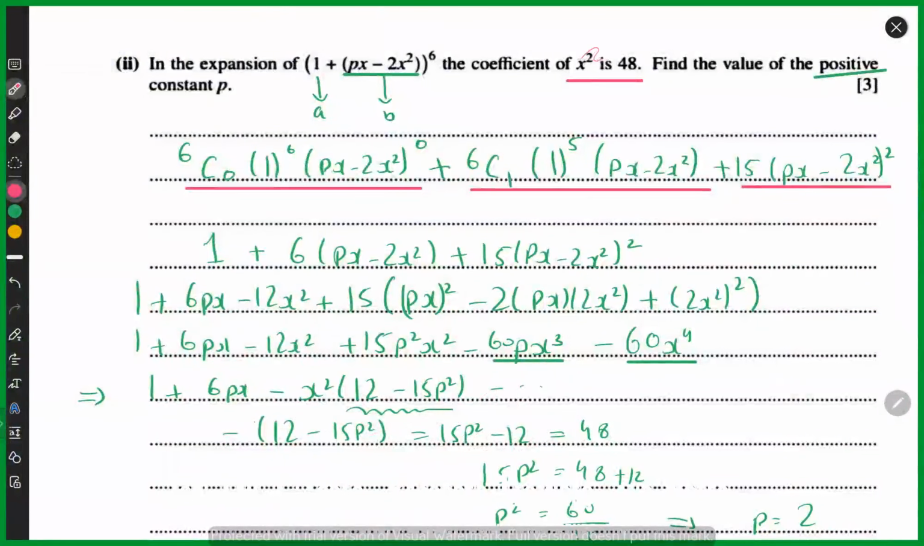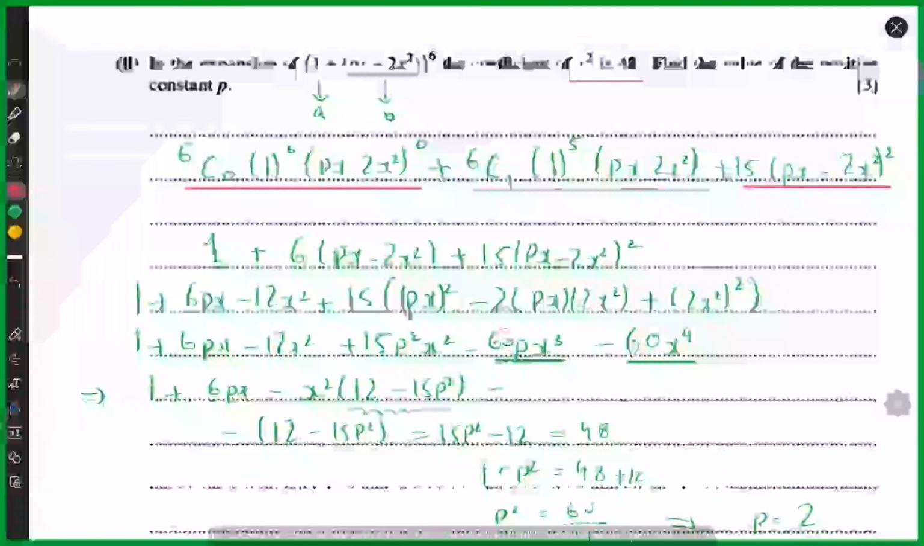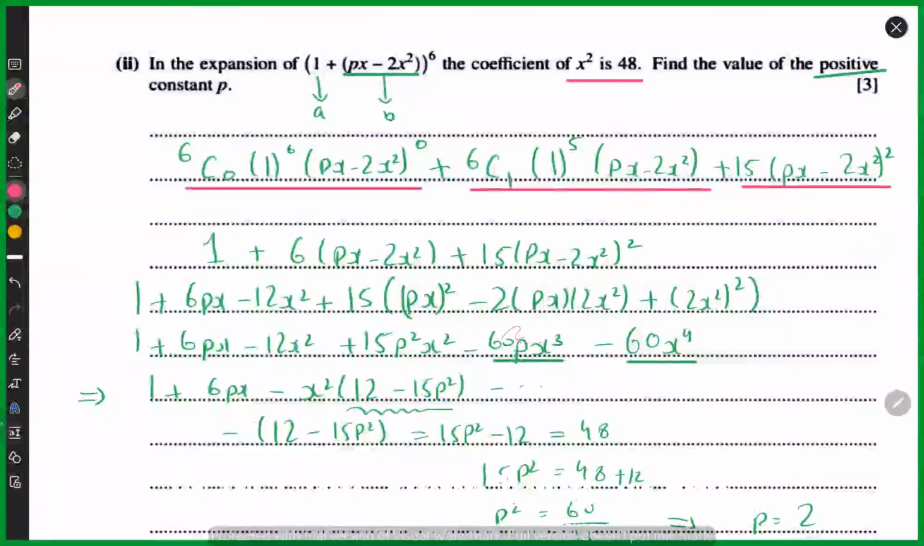This x squared was given in the question. So, Miss, after we expanded everything, at the end it gave us x squared, right? Yes. Because if the question was about x cubed, I would have considered minus 60p. If it was about x to the power 4, I would have considered this. But it says x squared. So that is why I just considered this part.